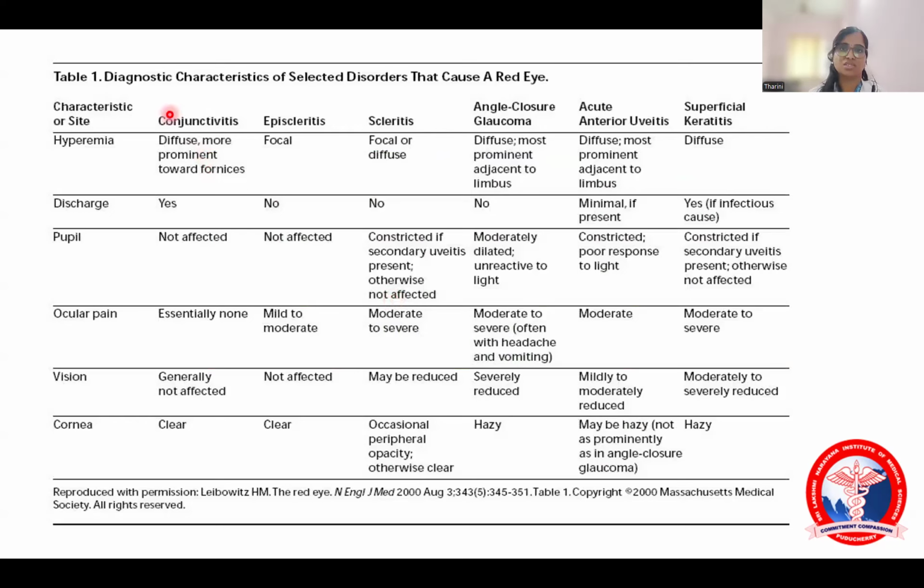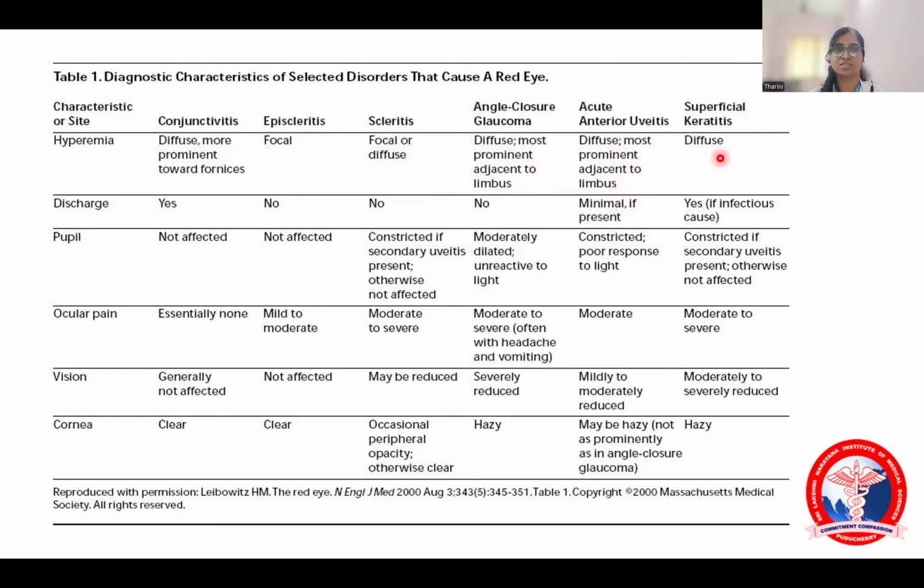So again, I have summarized the differential diagnosis of a red eye. In conjunctivitis, the hyperemia will be diffuse and more prominent towards the fornices, whereas in episcleritis, the hyperemia will be focal. Scleritis can be either focal or diffuse, and in angle closure glaucoma, it is diffuse, more prominent at the limbus. And acute anterior uveitis is a circumcorneal injection of the conjunctiva.